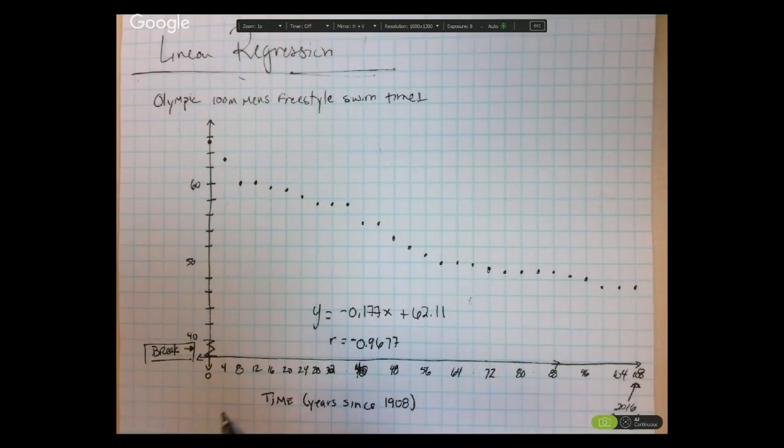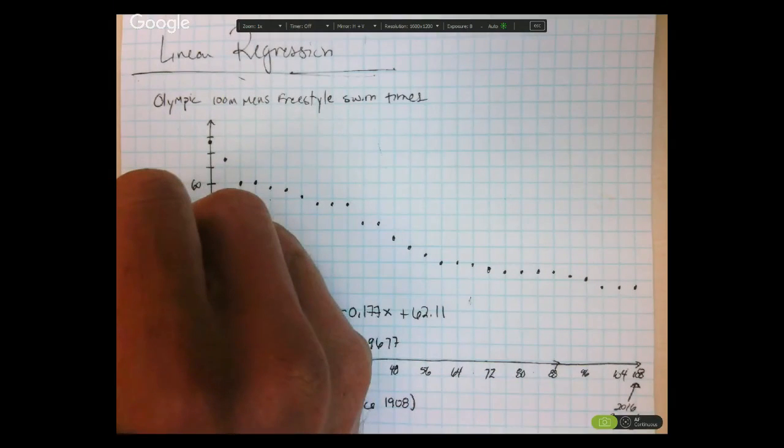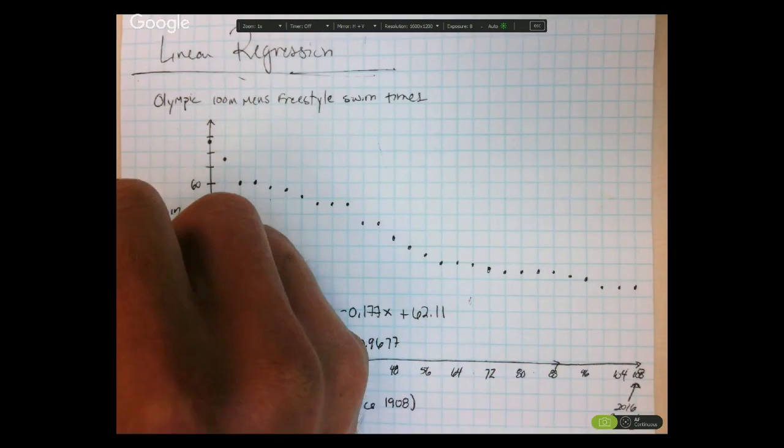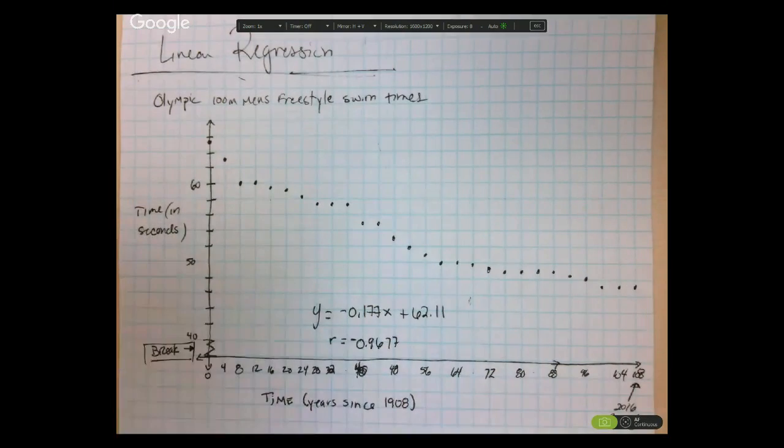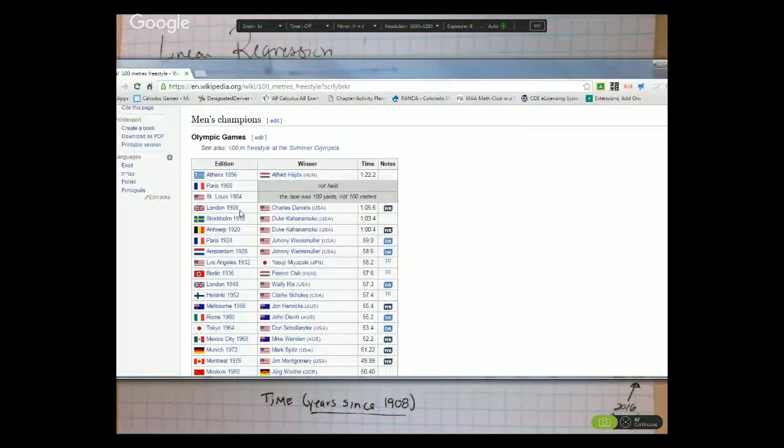In our case, the horizontal axis is time in seconds. Okay. Always put your units. Notice that on the x-axis, I've put years since 1908 because that's where our data started. First was 1908. This was all kind of not worth using. So that would be year 0.